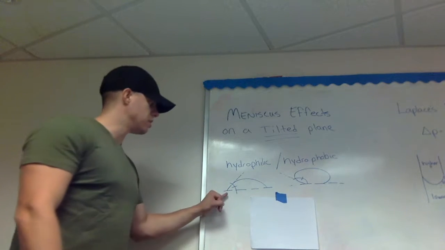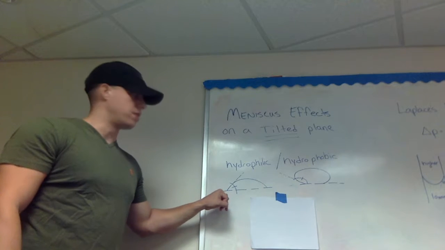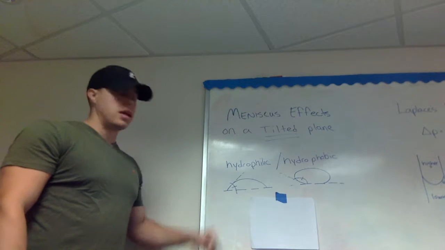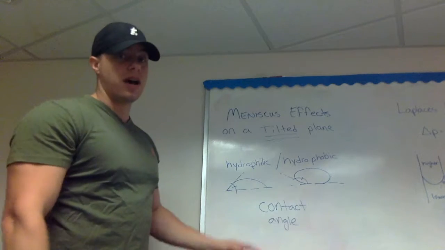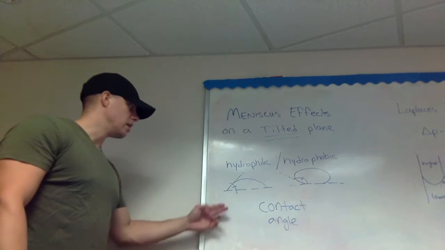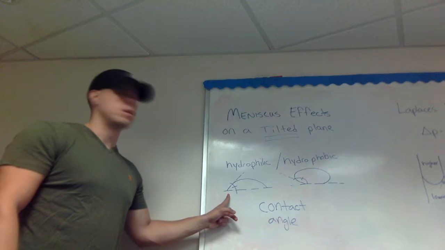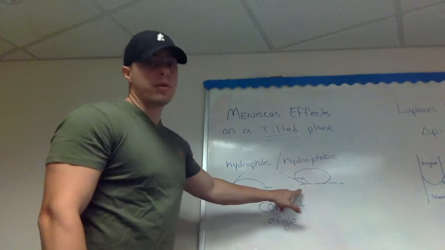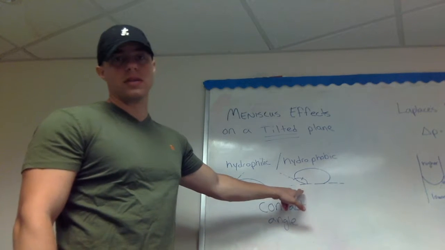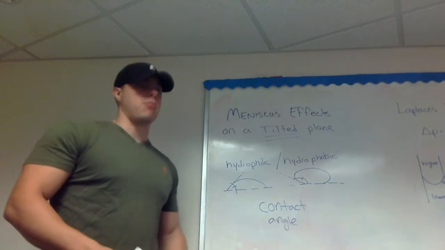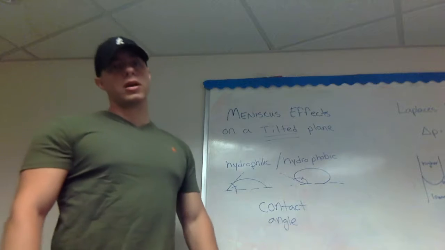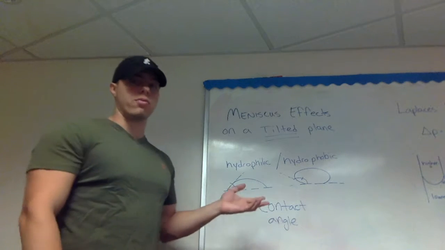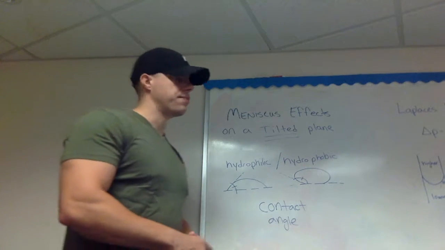What you'll also notice is that I've highlighted some angles on either one of these droplets. For the case of hydrophilic, this contact angle is less than 90 degrees. On the hydrophobic, it's greater than 90 degrees. And that's how we can describe our surfaces, whether they are hydrophilic or hydrophobic, based on how they interact with water and how they are wetted.